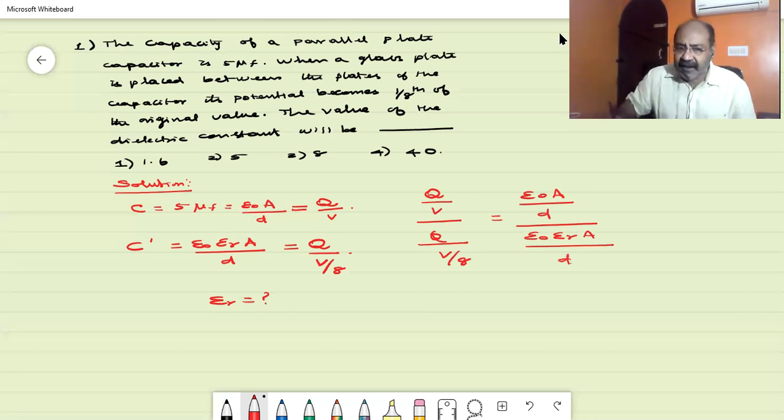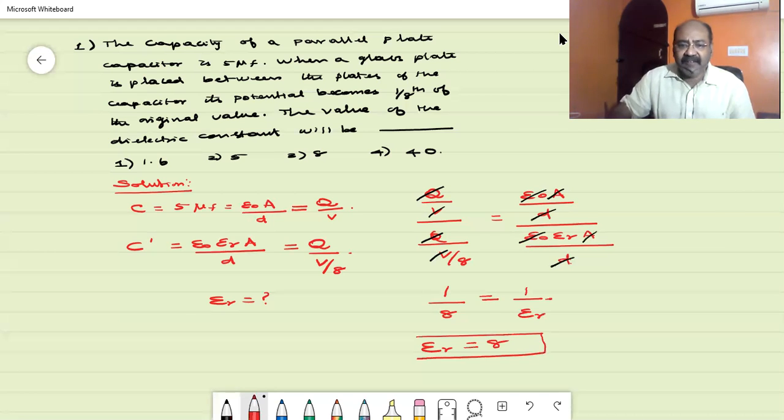On simplifying, this Q by V and this Q by V will get cancelled. Similarly, epsilon 0, A and D also get cancelled. So what remains? We get 1 divided by, and this 8 will go to the numerator. So 1 divided by 8 is equal to 1 divided by epsilon r. On comparing, I can say epsilon r is equal to 8.